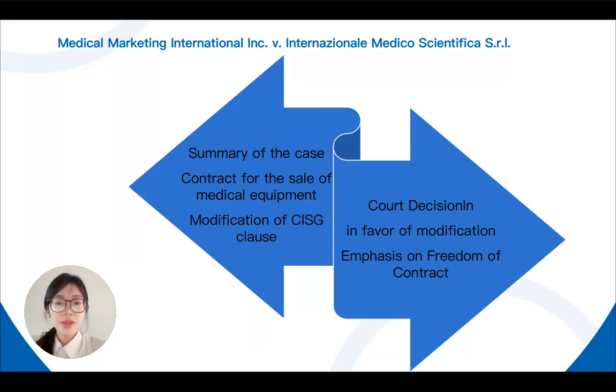The case involved a contract for the sale of medical equipment and the modification of CISG provisions. The court upheld the modification, emphasizing the convention's flexibility and respect for party authority.